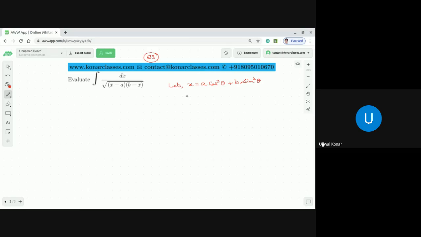Correct. So then what will happen about the dx? We can find the value of dx. Correct or not, dear students? So dx will be what? We can find it out quickly. dx equals minus 2a cos theta sin theta plus 2b sin theta cos theta, the whole d theta. Do you agree with me? Correct, no? Yes.